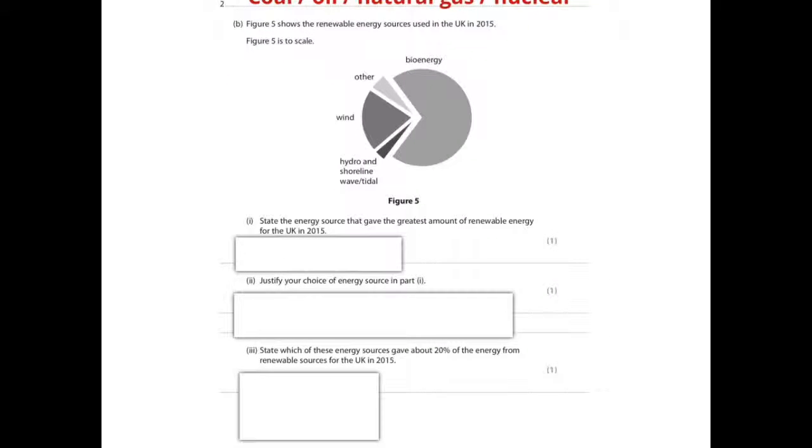Figure 5 shows the renewable energy sources used in the UK in 2015. Figure 5 is to scale. State the energy source that gave the greatest amount of renewable energy for the UK in 2015. So you're just reading this. So that's obviously bioenergy. Some people thought that was a trick question, I think, because it was so easy.